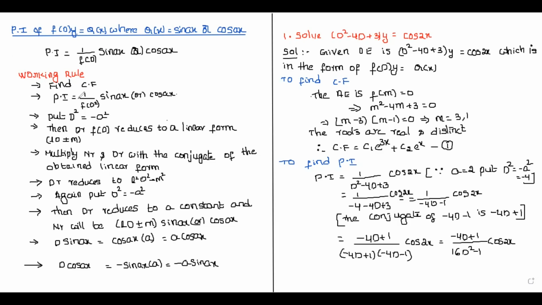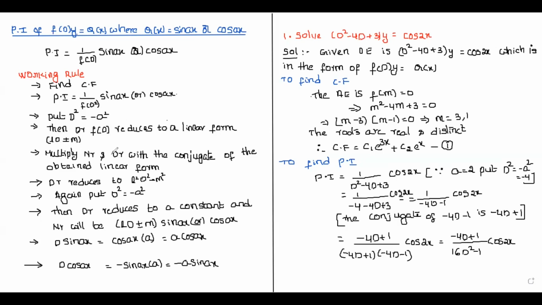The particular integral is equal to 1 by f of D squared into sin ax or cos ax. The denominator of the function should be written in the form of D squared. Then the first step is to substitute D squared by minus a squared. Then the denominator of f of D reduces to a linear form of the form LD plus or minus m. Since we have substituted our D squared, we are left only with our D term and a constant term, which is nothing but LD plus or minus m.